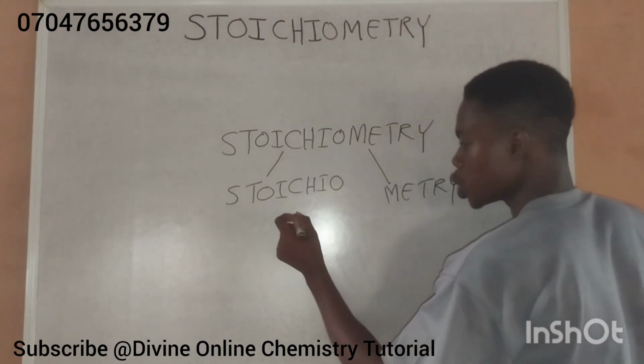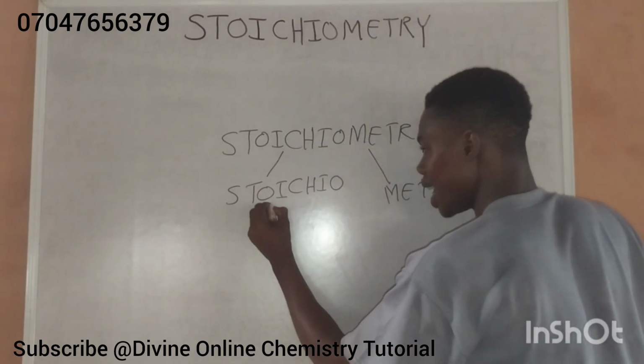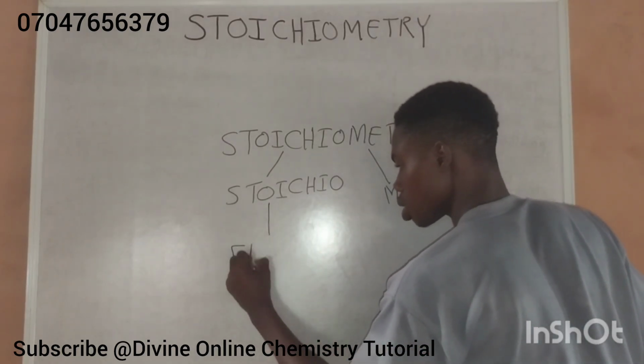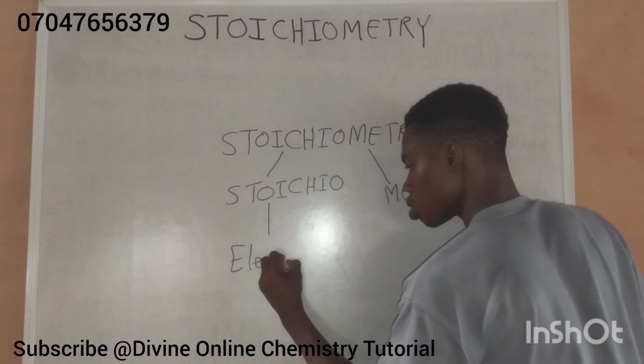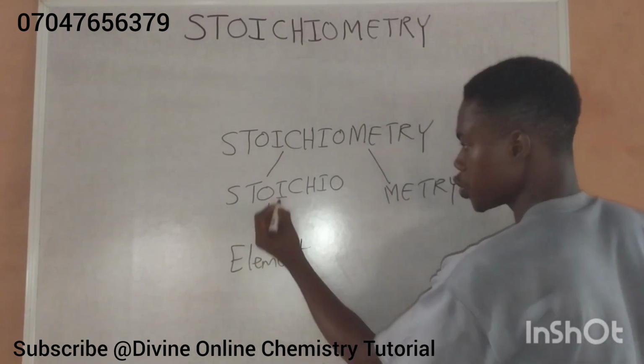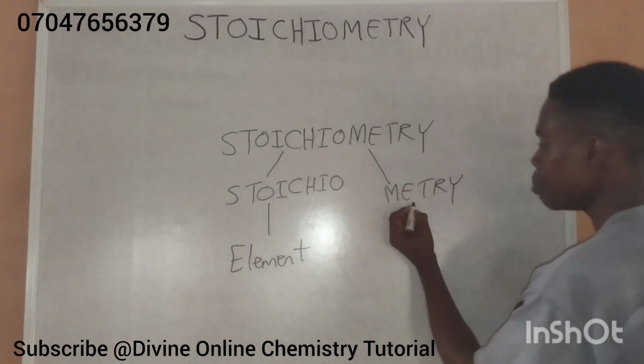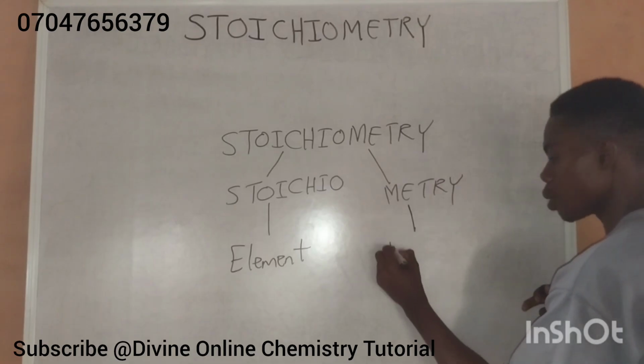Now this stoichio means what? Please take note that stoichio means element, while the metry means measurement.